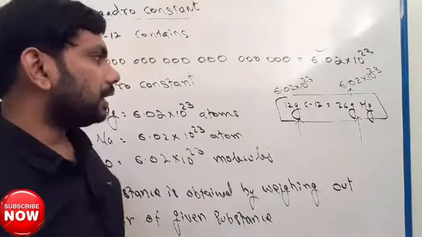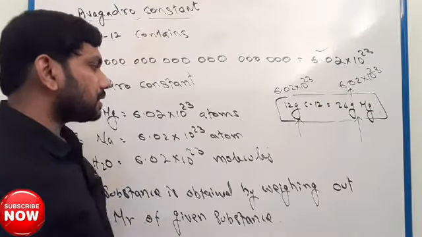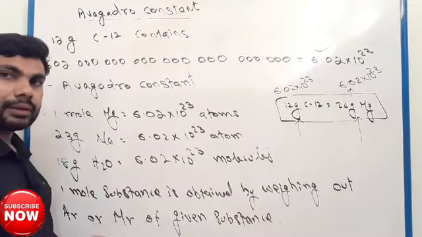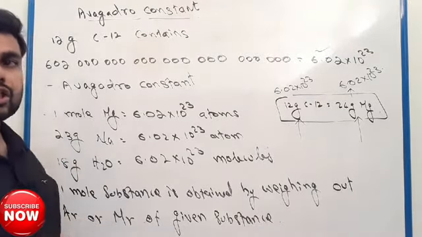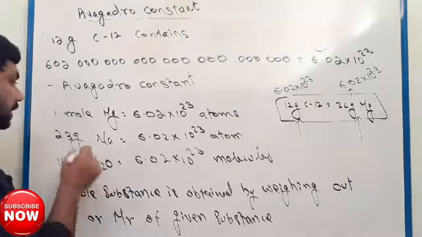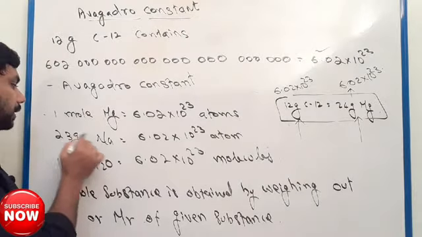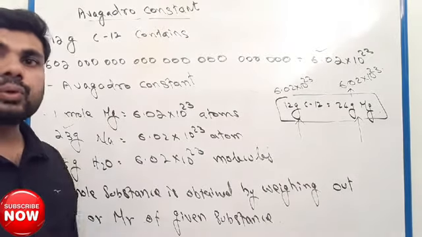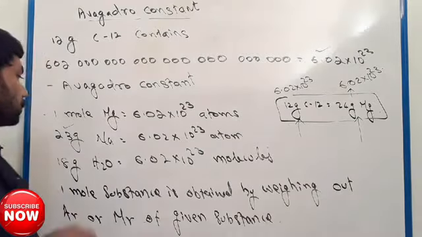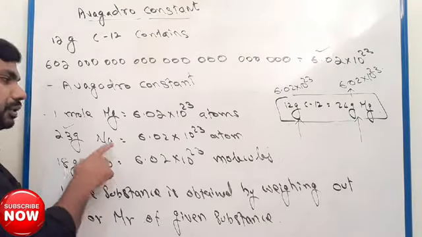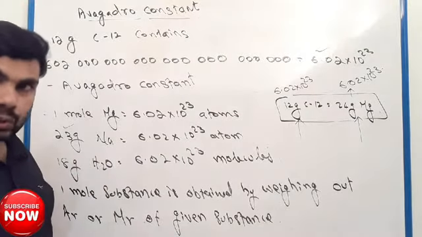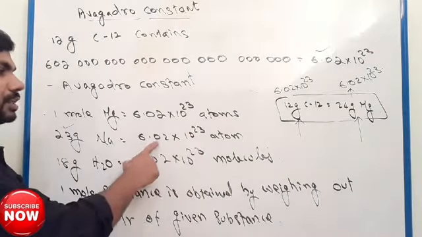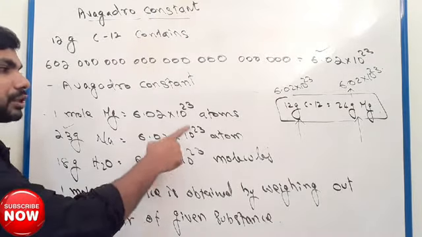Similarly, you can check your periodic table: the relative atomic mass of sodium is 23. So if you take 23 gram sodium, it contains the same number of atoms, 6.02 times 10 power 23 atoms.